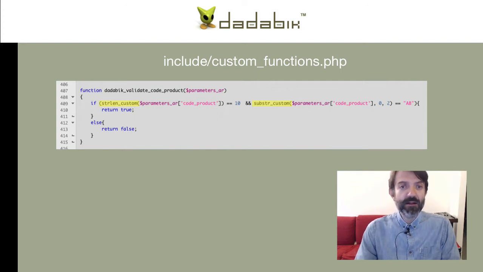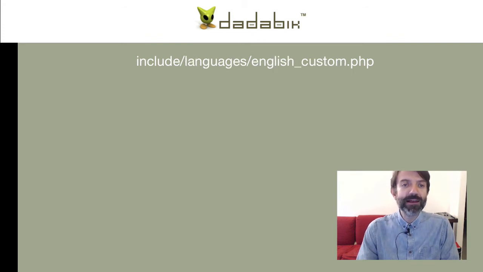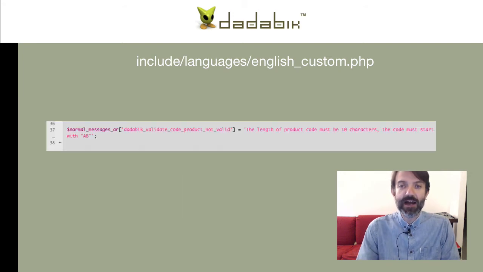Okay, next thing. We need to tell DaDaBIK the error message to display when the value doesn't pass the validation. To do that, we open the file english_custom.php, that is for English. Of course, if you need other languages, you have to do it for all the languages you need. If I need the Italian translation, I will create an italian_custom.php file in the folder languages. Maybe you have already created it for other purposes, maybe not. And we add this line.